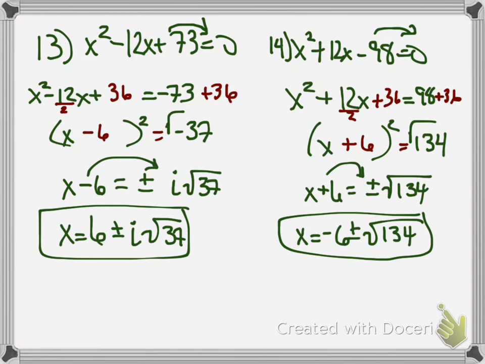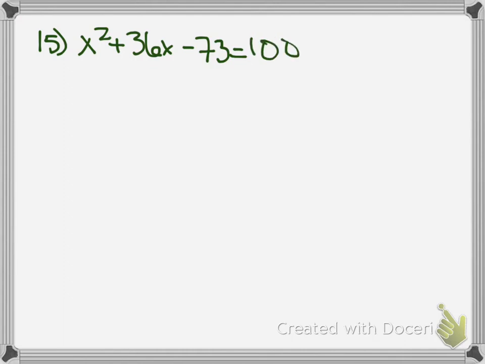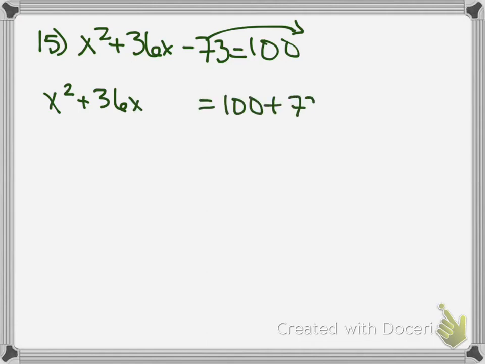Alright, moving on. So, how is number 15 slightly different? Some of y'all had a little bit of problems with number 15. But let's look at that. x squared plus 36x minus 73 equals 100. Alright, so this is what I saw some of y'all do, and I like this. Move the 73 over. You now have x squared plus 36x equals 100 plus 73. Like you just left it like that temporarily.